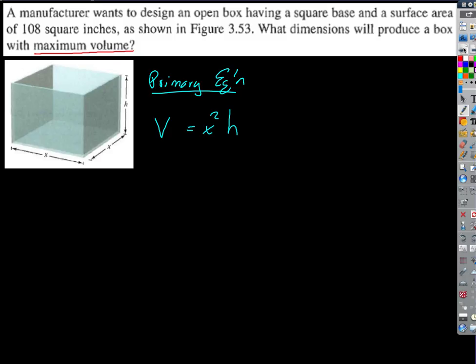Yeah, we've got to come up with some other equation of constraint, some other equation that's going to relate x and h so I can substitute. Okay? Because we have two variables, we're going to need some secondary equation. And the secondary equation has to relate the two independent variables.